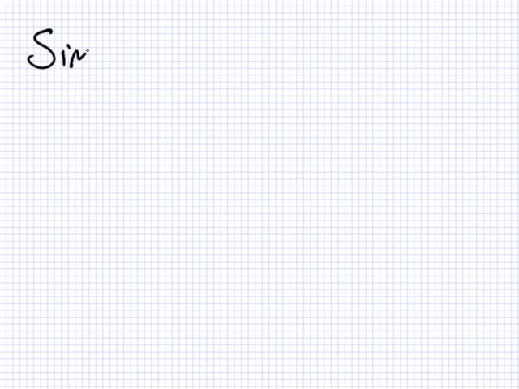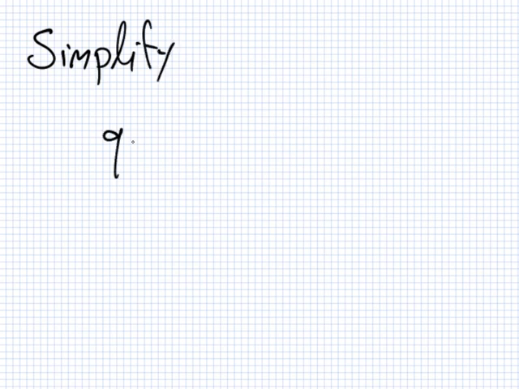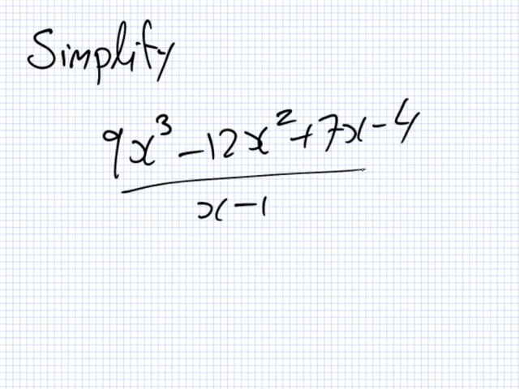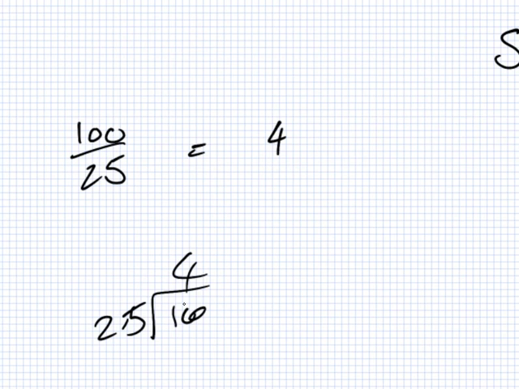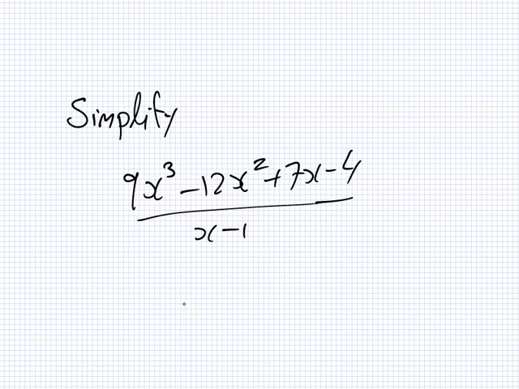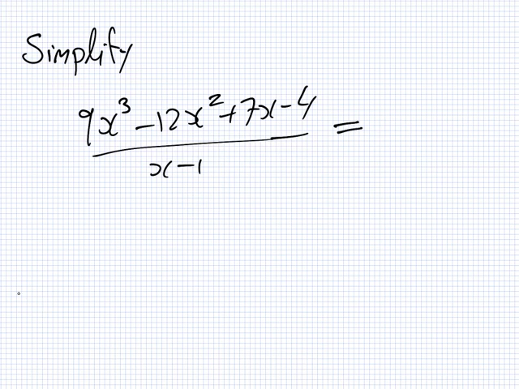Next question is simplify this: 9x cubed minus 12x squared plus 7x minus 4 over x minus 1. What can I do to simplify here? Well, I can use long division, because if on the side I wrote 100 over 25, you know that that's 4, because in your head you're doing 25 into 100 is 4 times. So likewise here, we can do the same thing. So this will equal whatever I get when I do this.